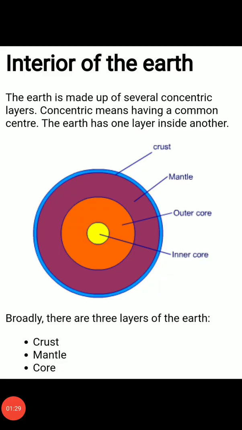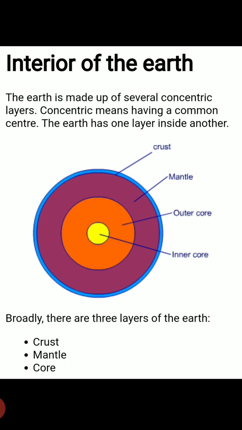So, children, in this chapter, first we discuss and learn about the interior of the Earth. In the interior of the Earth, there are many layers. It means we can say that the Earth is made up of several concentric layers. Concentric means having a common center point.